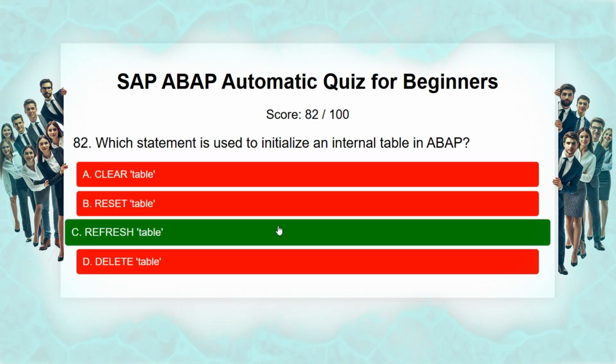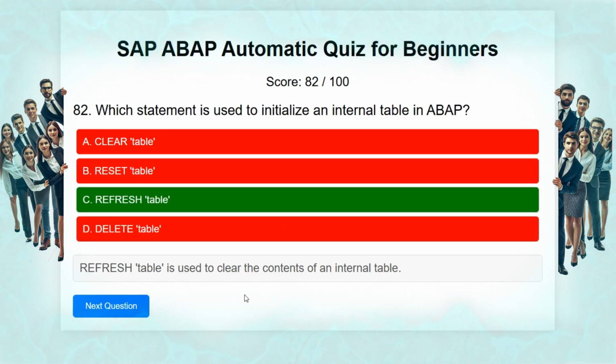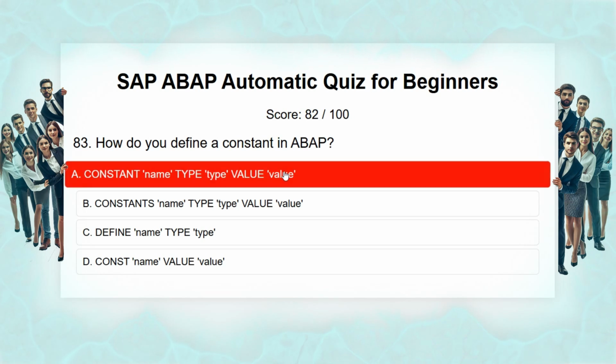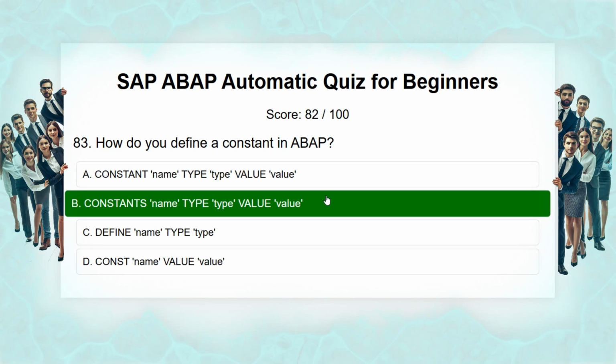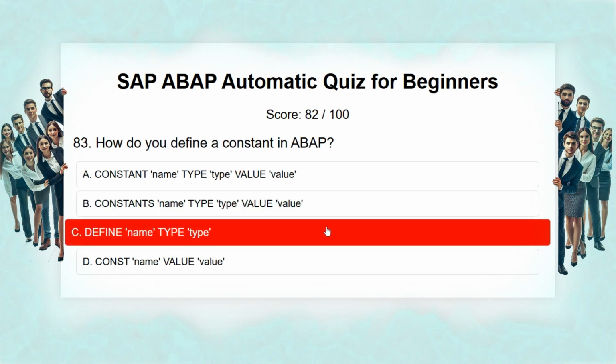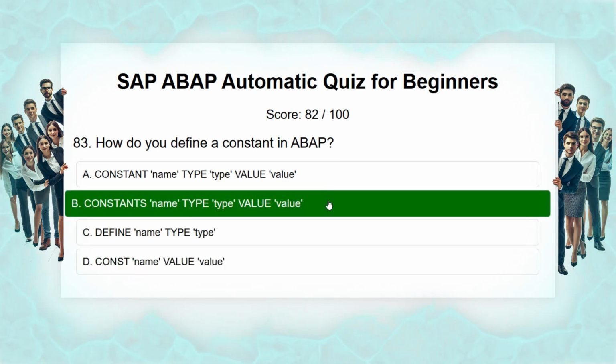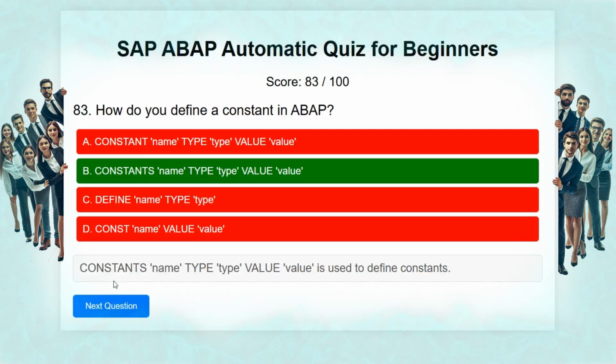Correct answer. Refresh table is used to clear the contents of an internal table. 83. How do you define a constant in ABAP? A. Constant name type value value. B. Constants name type value value. C. Define name type. D. Const name value value. Correct answer. Constants name type value value is used to define constants.